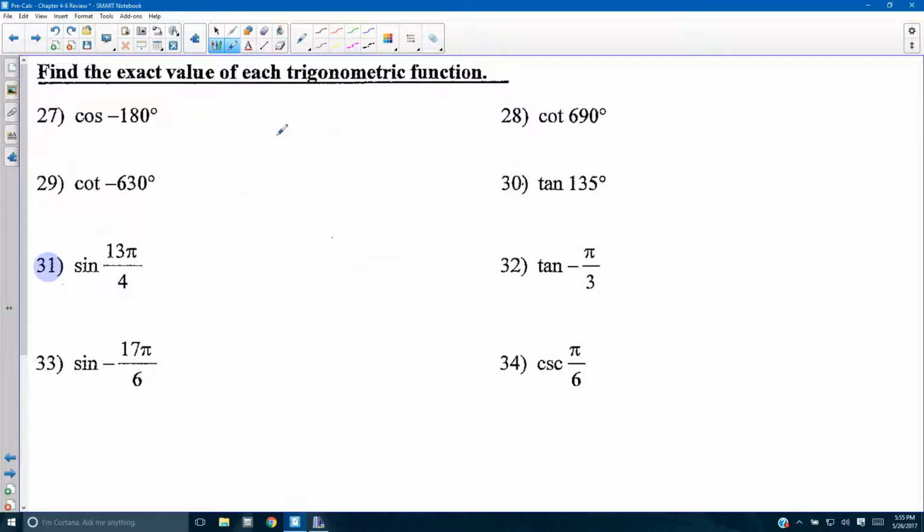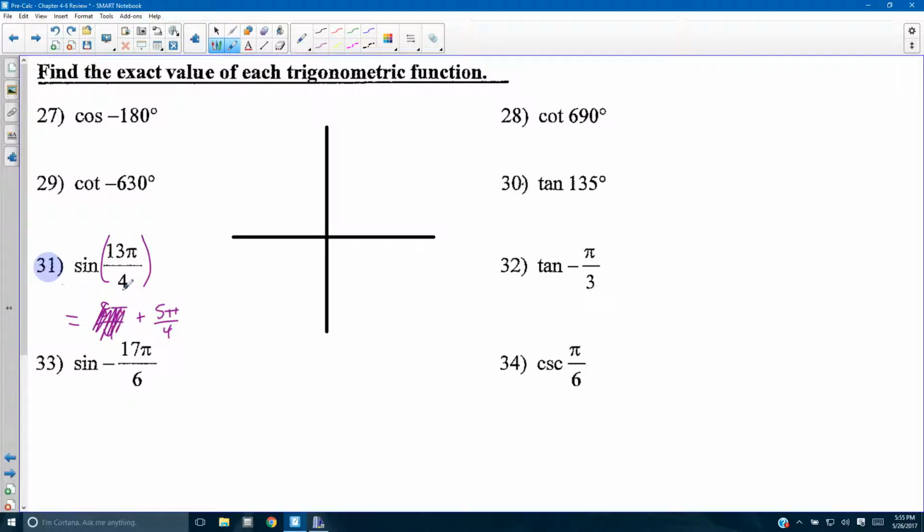Number 31, sine of 13 pi over 4. This number looks a little less doable as far as calculations and such. So what we can do is what we did before. See this as a little more than 360, right? A little more than 2 pi. 2 pi here will be 8 pi over 4. So what's remaining is the 5 pi over 4 here. So again, this is where 8 pi over 4 can kind of be ignored because sine of 5 pi over 4 is the same answer as sine of 13 pi over 4 because these are coterminal.